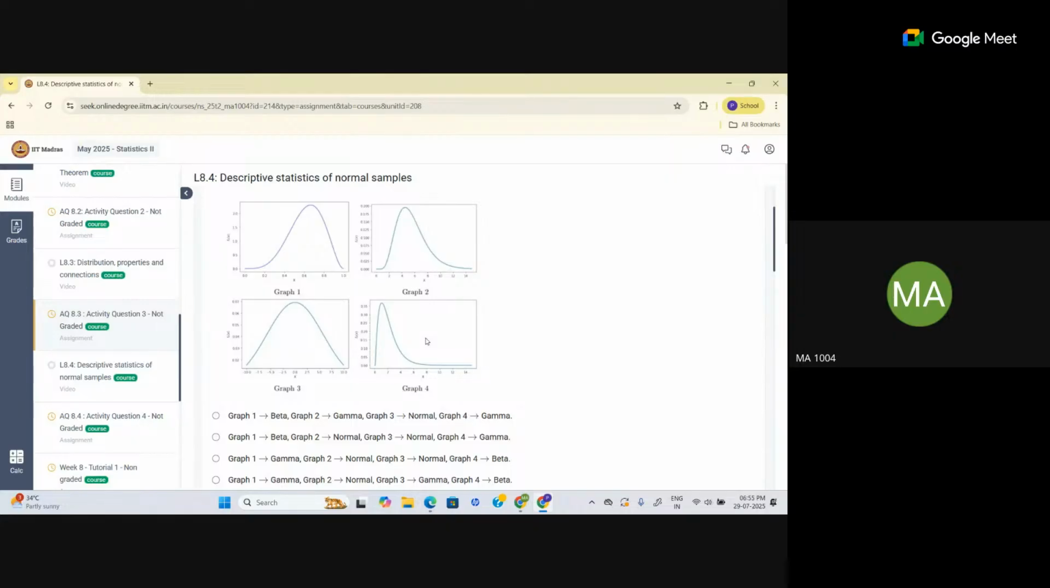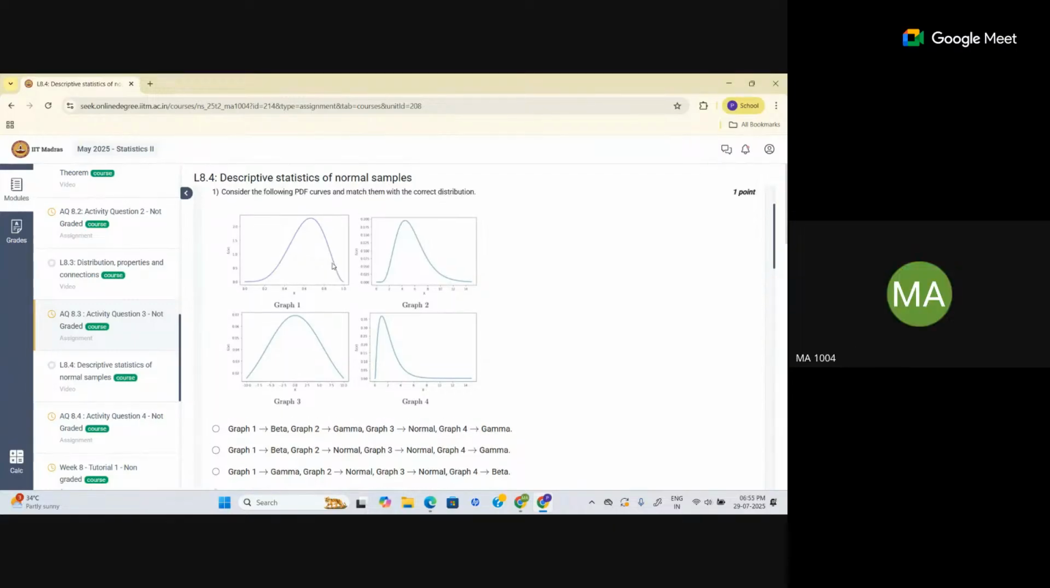Okay, so the graph will be lying between 0 to 1. In the first graph, you can see it is lying between 0 to 1, so you can see that it will be beta. And the normal distribution, we know that it is a symmetric bell-shaped curve.